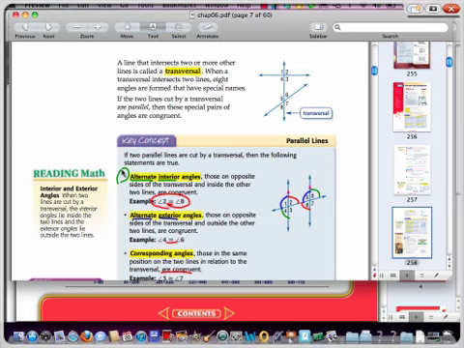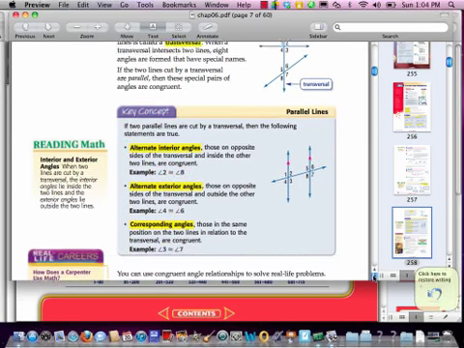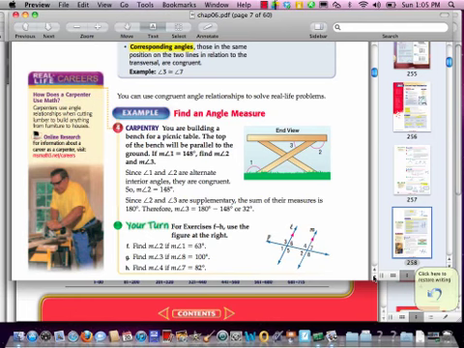My suggestion at this point is that you make sure you have all of this in your notes and that it all makes sense to you. And if it doesn't, go back over it again. These are such crucial terms that you need to know them.